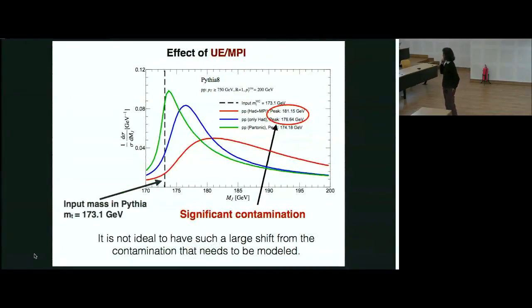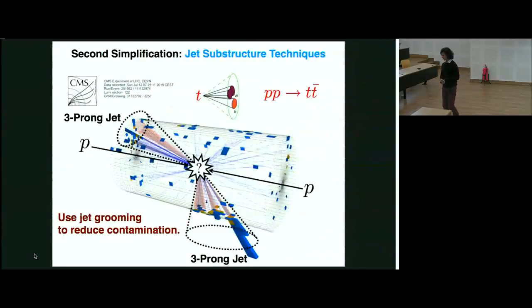However, this is still not good enough because the contamination from MPI is rather huge. What I'm showing in this plot is the partonic Pythia where I've turned off the hadronization and MPI, in green, and it's very close to the dashed vertical line, which is my input top mass. But if I turn on the hadronization, the peak shifts to blue. Turning on MPI has a rather dramatic effect. And it's not ideal to have such a large shift from the contamination. That needs to be modeled. So that requires a second simplification, and so that's where we turn to jet-substructure techniques to deal with this.